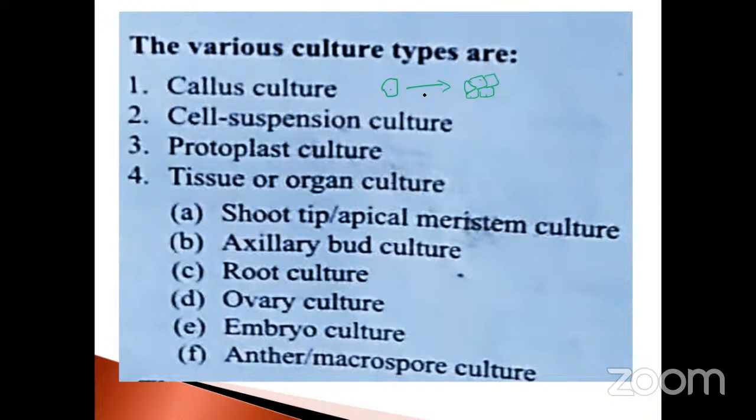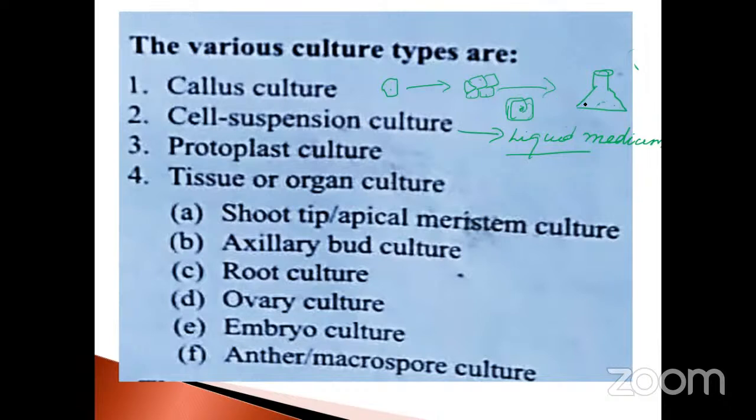Cell suspension culture means you have to take a single cell from the callus and grow it in liquid medium. The liquid broth looks like this. It contains all the nutritive substances essential for the callus culture. All those things are present in it. Agar is very little.